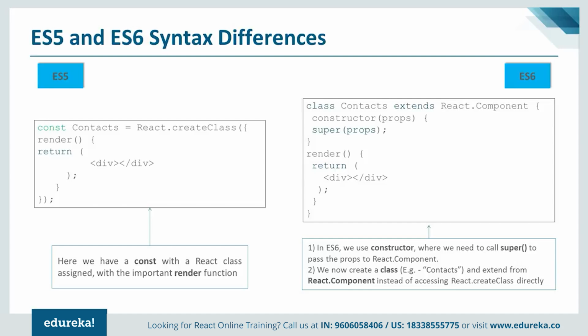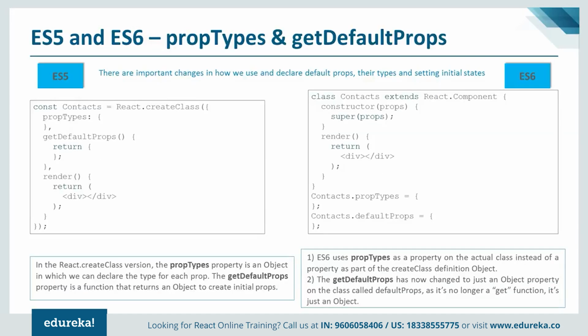We are using a super where we need to pass the props to the React.Component. We now create a class. We are not using React.createClass. Now we have to create a class and extend from React.Component instead of accessing React.createClass directly. This is the first difference, or you can say the syntactic difference between ES5 and ES6. Now let's talk about the other differences.